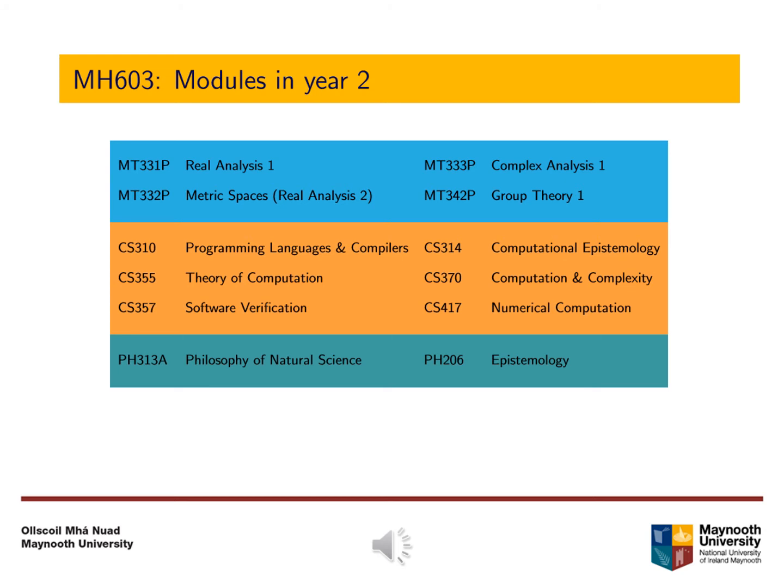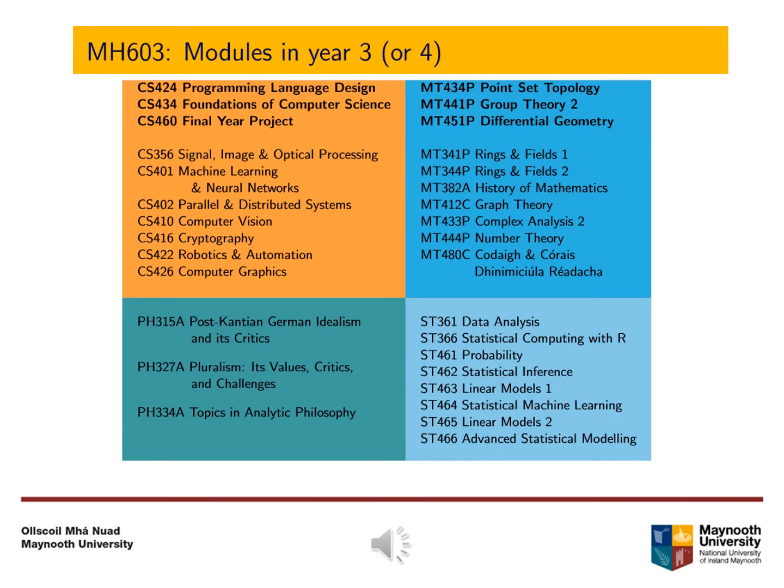In the philosophy department, you do the philosophy of natural science and epistemology. Then in year 3, if you're taking the final year in Maynooth, or year 4 if you've gone on a year abroad, you have to do 6 credits of mathematics through a particular set of choices. And then you have lots of electives that you take between the various departments.